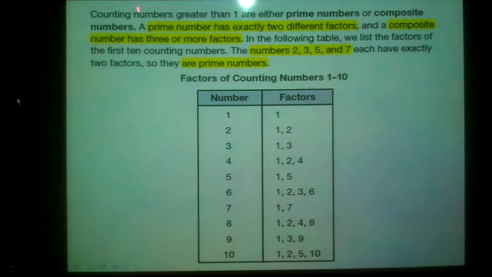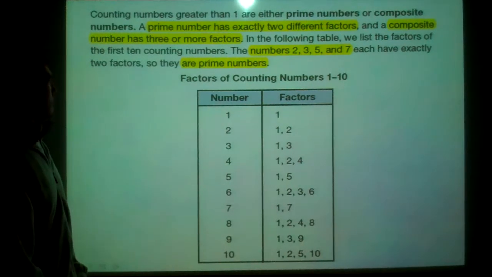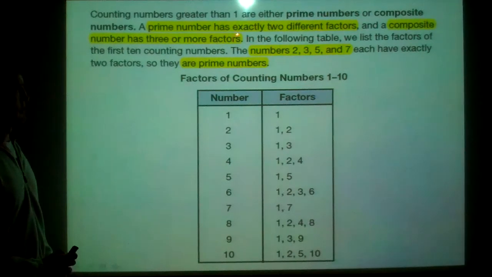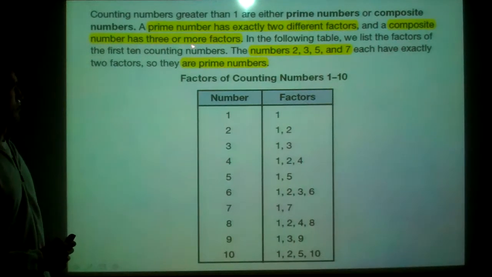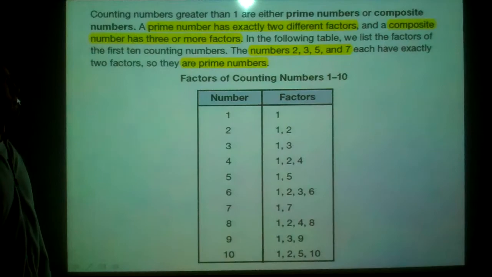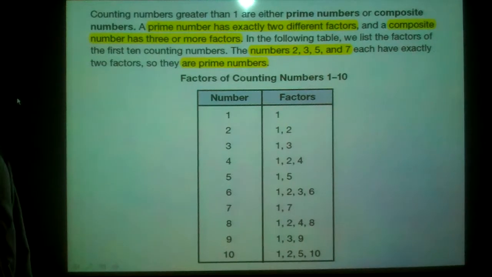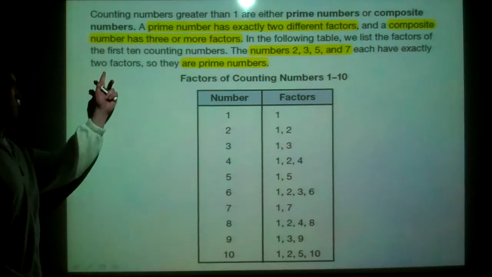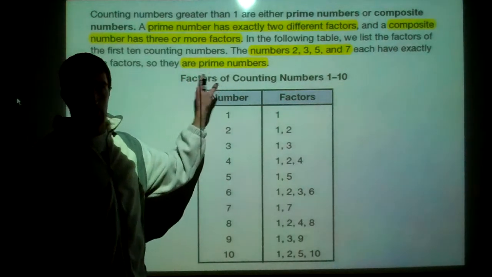So, counting numbers greater than 1 are either prime numbers or composite numbers. So I've highlighted the important things here. A prime number has exactly 2 different factors, exactly 2 for a prime, and a composite number has 3 or more factors. Okay? So, in the following table here, we list the factors of the first 10 counting numbers. And if we look here, the numbers 2, 3, 5, and 7 have exactly 2 factors. So those are what we call prime.